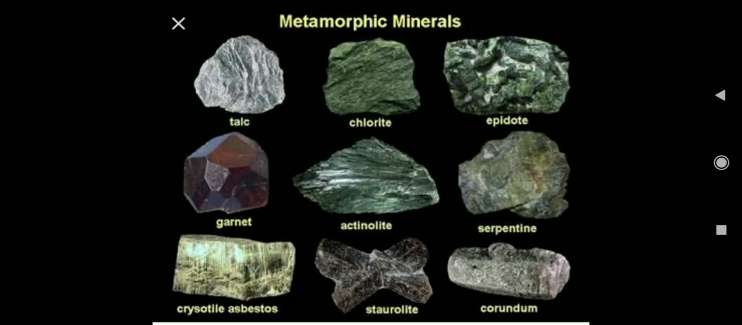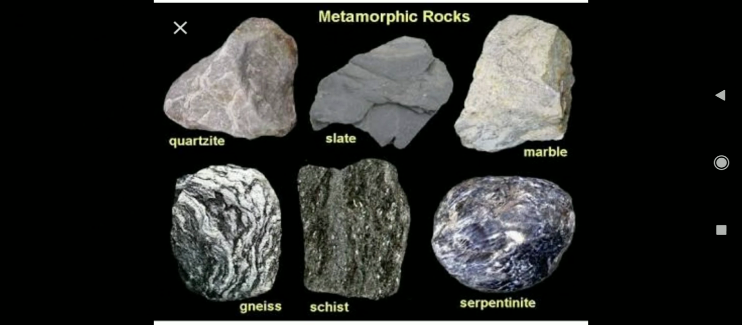Rock cycle. The earth is said to be 4.5 billion years old. Obviously, rocks undergo cyclic transformation. This continuous process of transformation of old rocks into new ones is known as the rock cycle. Now, as you can see on the screen, there are metamorphic minerals and metamorphic rocks shown.